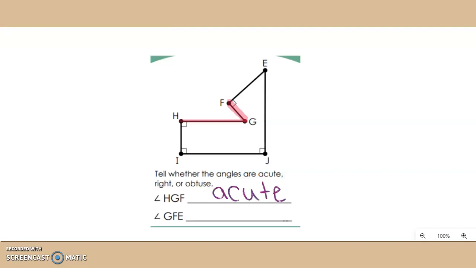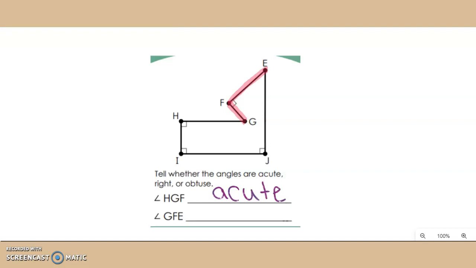Now we're going to look at the next angle. It starts at G, F, E. So we're going to go from G to F to E. We're looking at this angle right here. And that's a real cool angle. So I'm going to highlight it from G to F and from F to E.